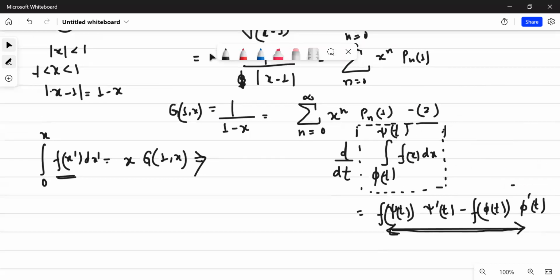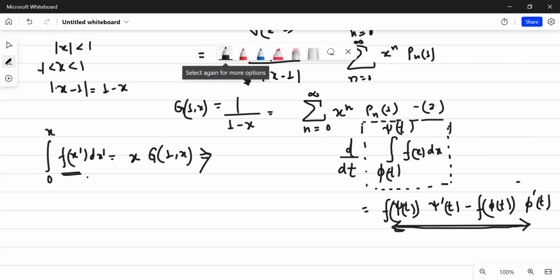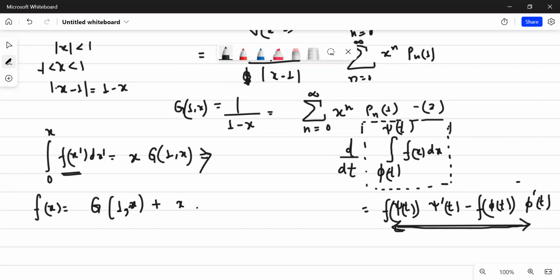Let us. Why I'm doing this? Because I'm not finding a way from here. So I need to somehow see कि इसका answer क्या है. So f of x will be equal to g(1, x), and then I should write x into g dash (1 minus 1, x). Is that clear?